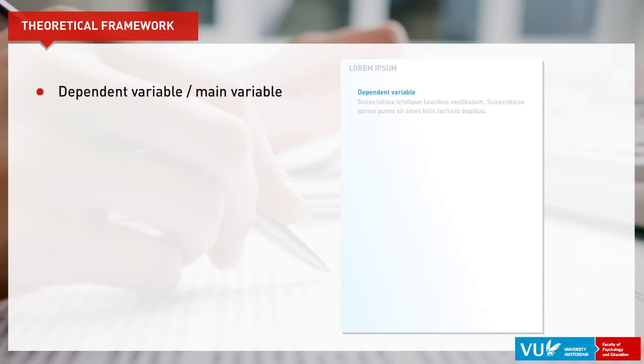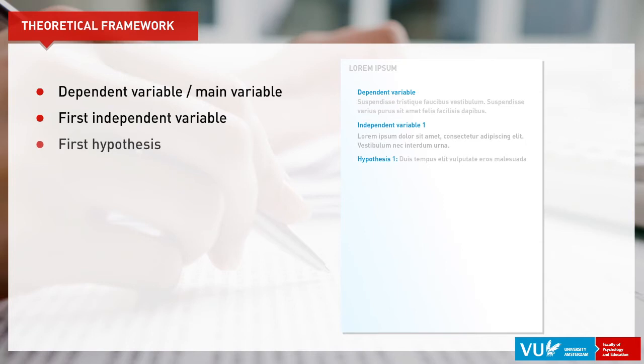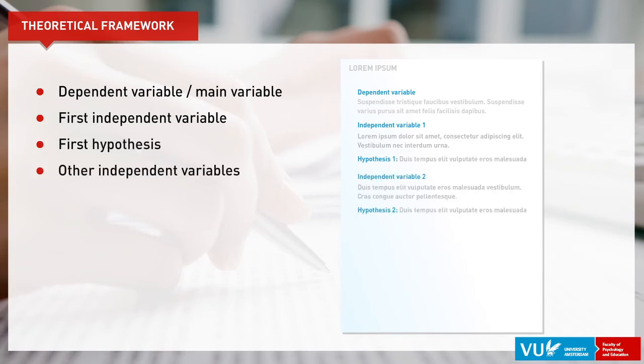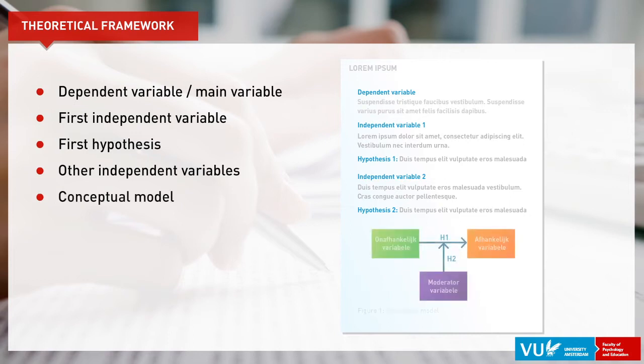Always start with your dependent variable. This is your main variable. Following this, you then discuss the first independent variable, followed by your first hypothesis. Next are the other independent variables. Close with a conceptual model of all the relationships.